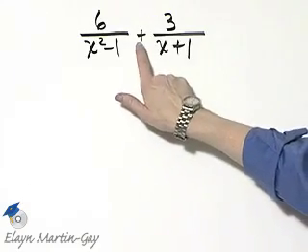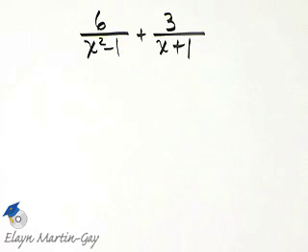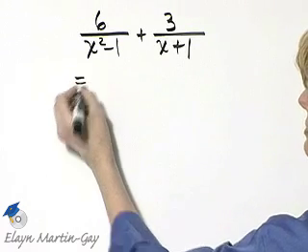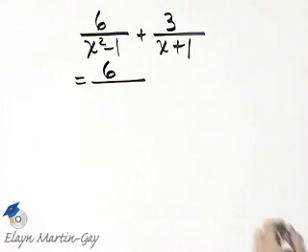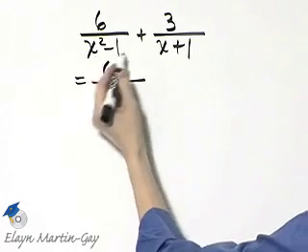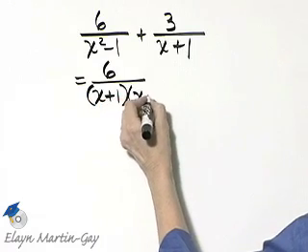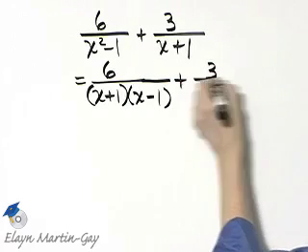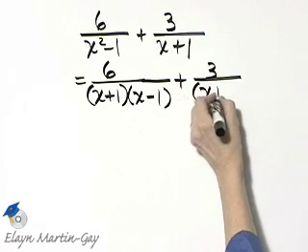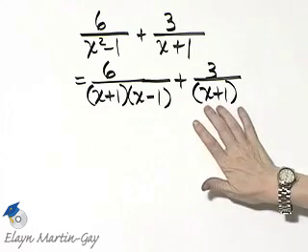This operation is addition. That means the denominators have to be the same before we can combine these rational expressions. So let's look for the least common denominator. To do so, completely factor your denominators. This is the difference of two squares, so that's x plus 1 times x minus 1, and then plus 3 over x plus 1. What would be the least common denominator in looking at these two denominators?